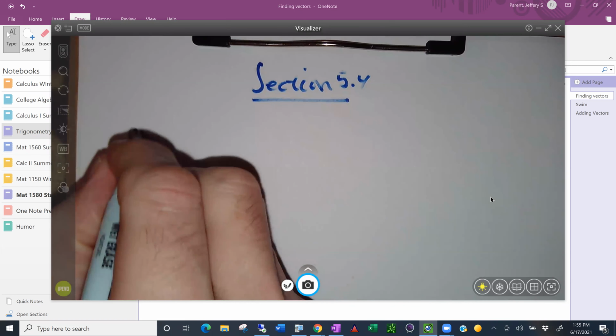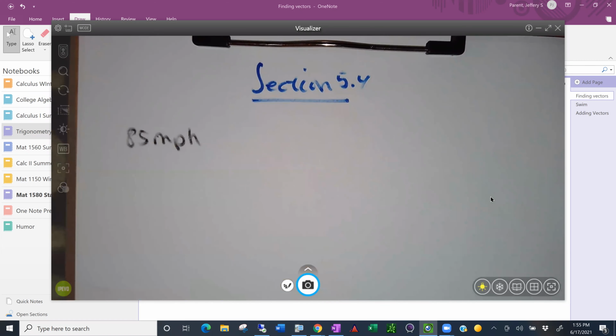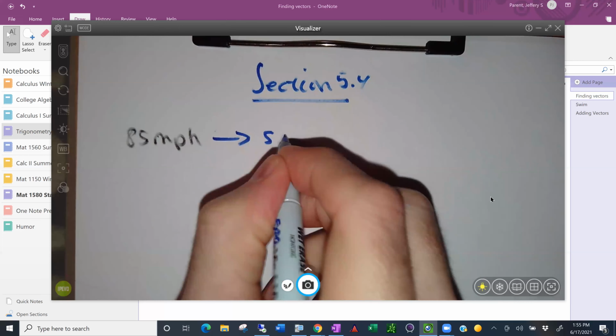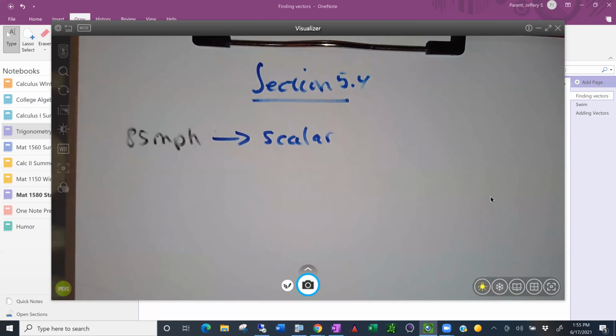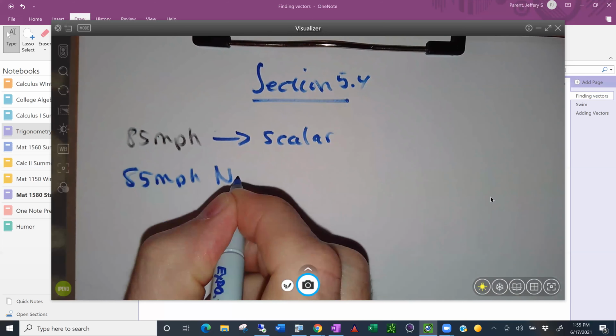Now, is 85 miles per hour a vector? Which is the stuff that we're studying in this section. 85 miles per hour. Scalar. That's a scalar. Good. Excellent. It's just a magnitude. It's how fast you're going. But if you're traveling 85 miles per hour north, then that's a vector.